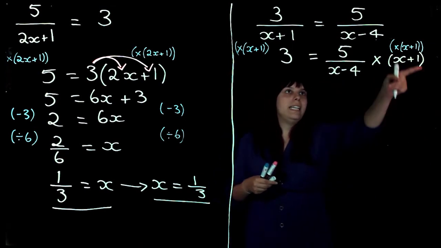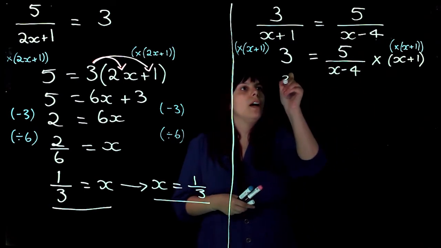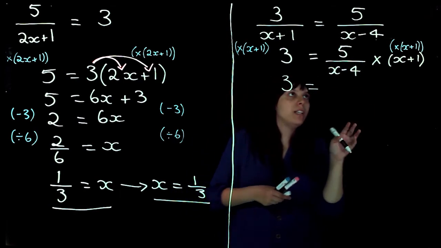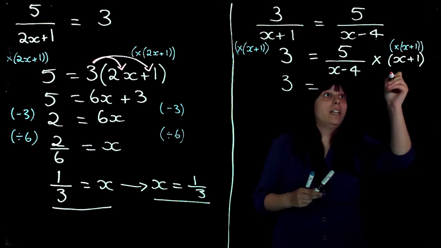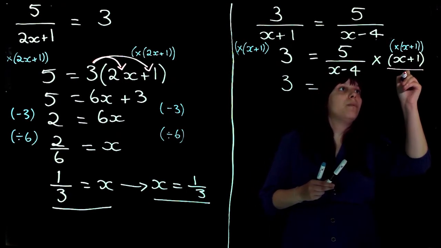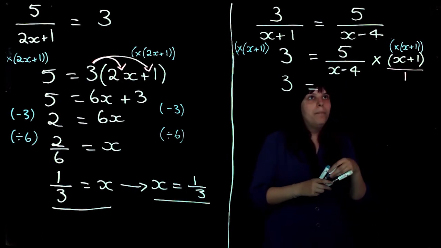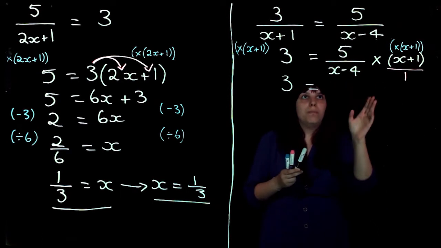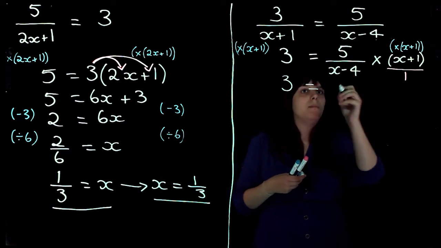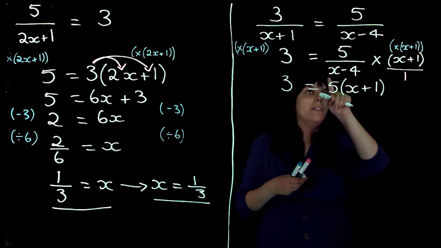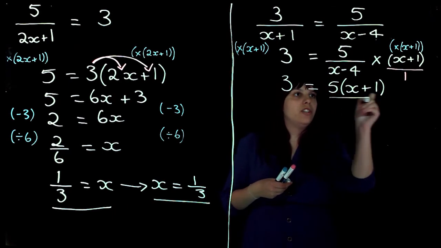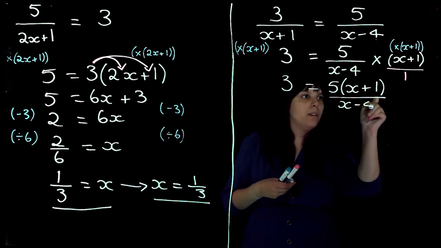Now, I'm going to neaten this side up a bit. So I end up with 3 equals, and I want to write it all as one fraction. And as we did in another video, when we multiplied fractions, we remember that x plus 1 is over 1. So I just multiply the numerators by each other. So 5 times x plus 1 is going to be 5 times x plus 1. And then x minus 4 times 1 is just going to be x minus 4.